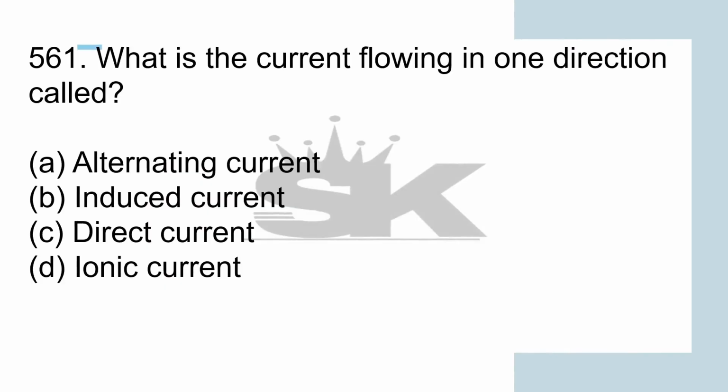What is the current flowing in one direction called? That is direct current, as we discussed in the previous question, right? Direct current is the unidirectional flow of electric charge. A battery is a good example of a direct current power supply. Direct current may flow in a conductor such as a wire, but can also flow through semiconductors, insulators, or even through a vacuum, as in electron or ion beams.